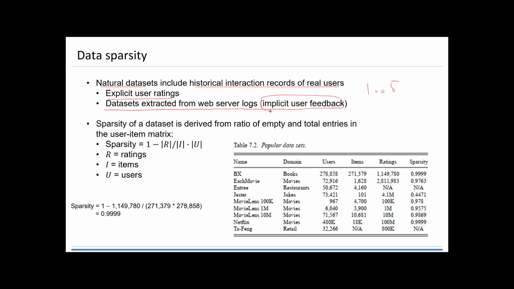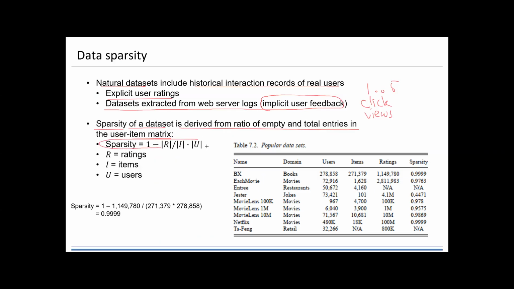So for example, the website can give you the information about how many times the user clicked on that movie, how many times the user viewed that particular item, and so on. So there's a way to calculate the sparsity. We want to know how sparse the data is. The sparsity of the data set is derived from the ratio of empty and total entries in the user item matrix. So here is the formula.